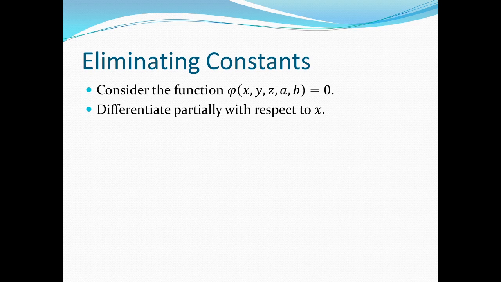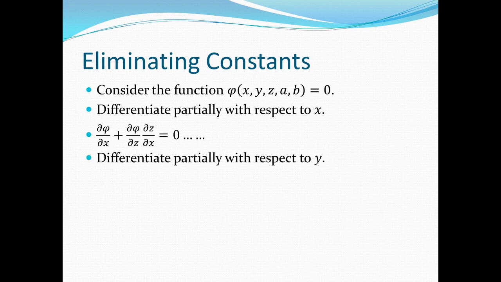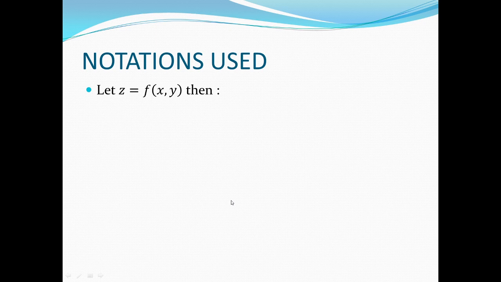Now differentiate partially with respect to x. Here in this equation, we can see that z is a function of x and y, so we have to apply the chain rule. Hence, the answer will be dou phi by dou x plus dou phi by dou z into dou z by dou x equal to 0. Differentiate the same equation partially with respect to y. Then we'll have dou phi by dou y plus dou phi by dou z into dou z by dou y equal to 0. Now we have three equations, the question and these two differential equations. From these three equations, we have to eliminate a and b.